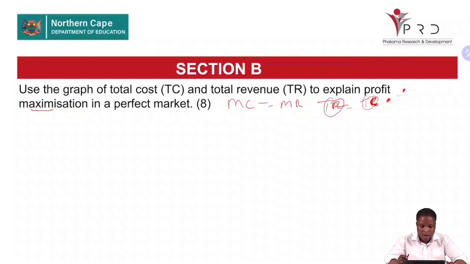Right? You have 5 minutes to use the graph of total cost and total revenue to explain profit maximization. The mark will be 4 marks for the graph, and then the explanation is 4 marks. If you are asked to use or with the aid of a graph, it means that the graph is 4 marks and then the explanation is 4 marks. The time will start now.